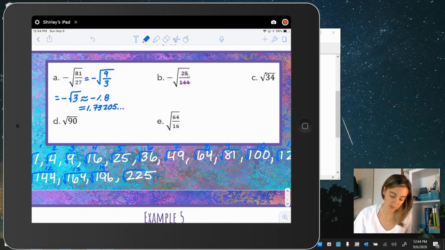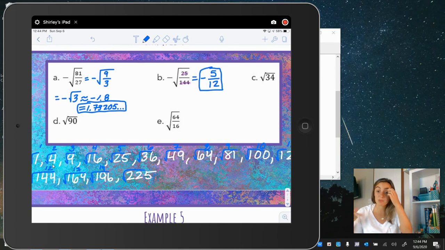So I'm going to keep my negative sign on the outside. My square root of 25 is 5. My square root of 144 is 12. So there's my answer. Negative 5 over 12. It's a rational number because it's written as a fraction. This one, not a rational number because it's that decimal that never ends or never repeats.